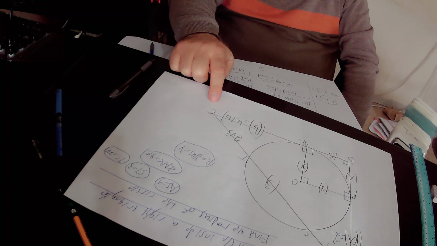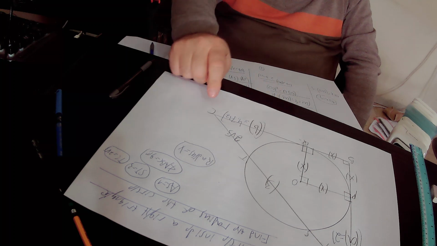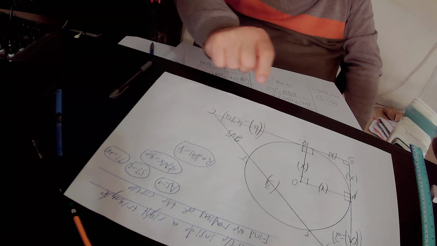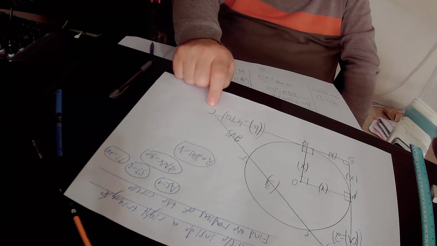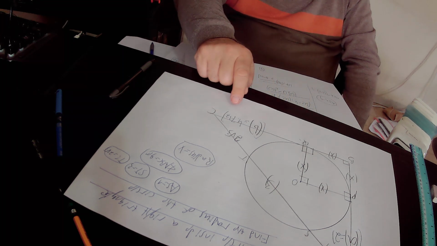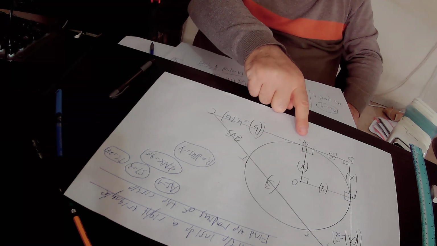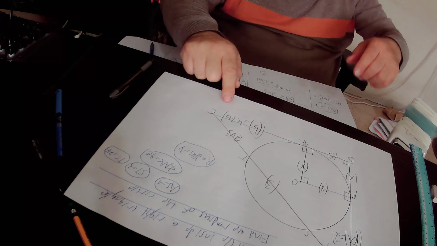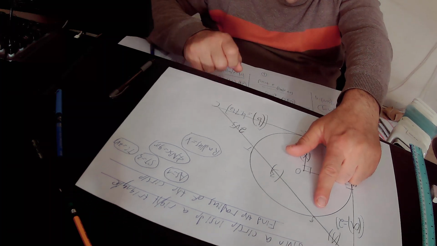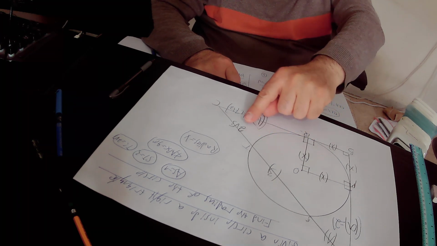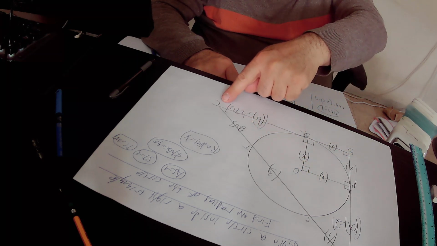From the common external point C, in relation to this circle. Why? Because it is not located inside the circle nor on the circle. Therefore, it is an external point. From the external point C, we have tangent CQ that is tangent to the circle at point Q, this point, and we have here chord ST that is extended until it touches point C.